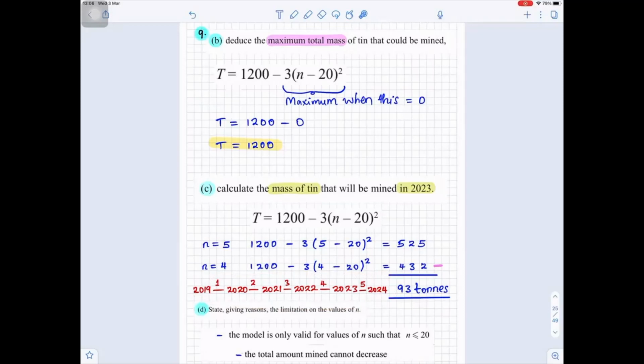Part D. State, giving reasons, the limitation on the values of N. The model is only valid for values of N such that N is less than or equal to 20. The total amount mined cannot decrease. So that's one of the things which you can write.